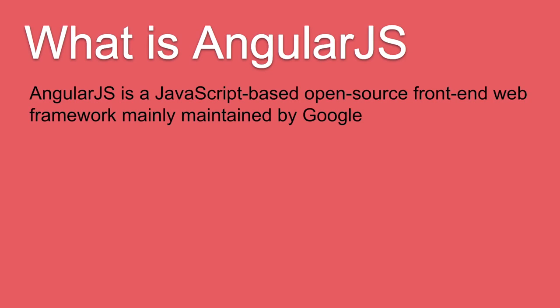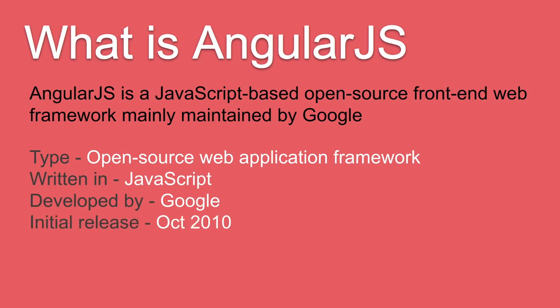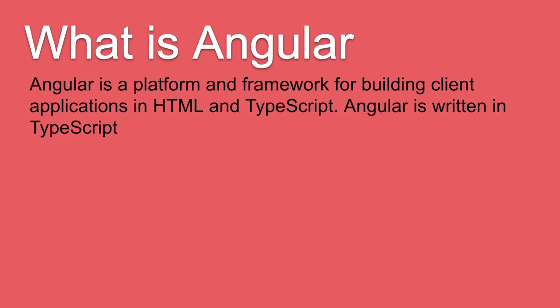AngularJS is a JavaScript framework and it is open source and it is used for creating web applications. So it is an open source web application framework. It is written in JavaScript and this is one of the differences with Angular. I will show you this. It is developed by Google and the initial release was in October of 2010, and it is also referred to as Angular 1.